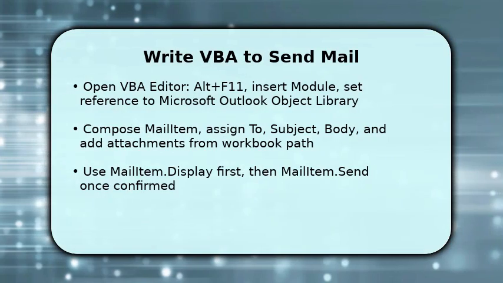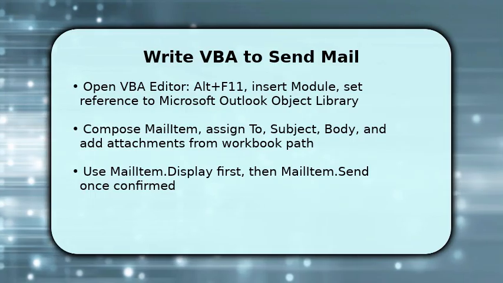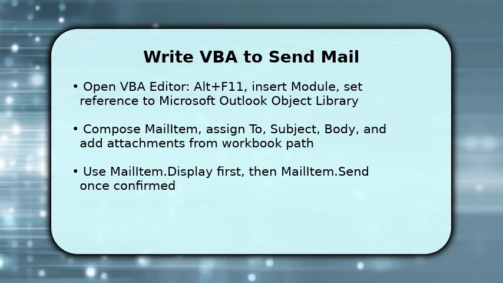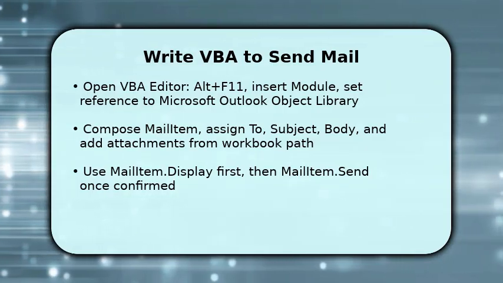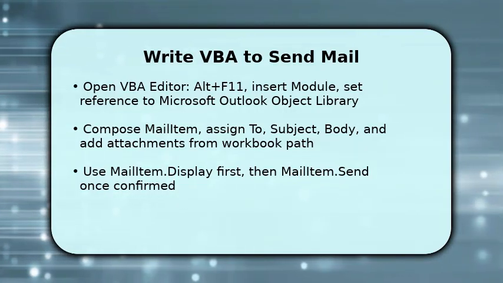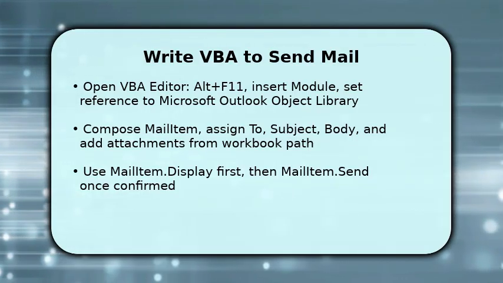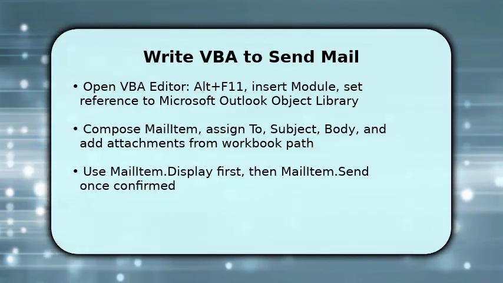You now create the code that bridges Excel and Outlook. Open Alt plus F11, insert a module, and set a reference to the Microsoft Outlook object library. This gives you early binding and IntelliSense. Then write a sub that creates an Outlook application and a mail item. Populate to, subject, and body dynamically from worksheet cells, and attach files using attachments.Add with full file paths.